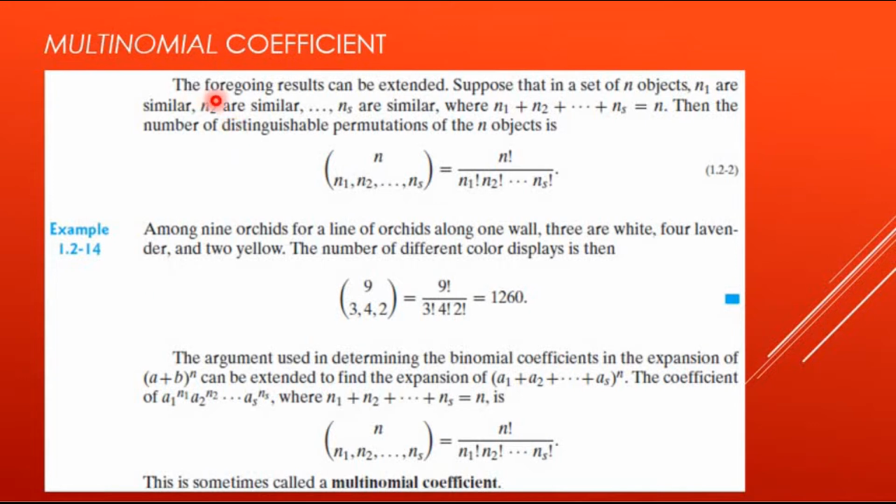Multinomial coefficient. The foregoing result can be extended. Suppose that in a set of n objects, n1 are similar, n2 are similar, and so on, ns are similar, where n1 plus n2 plus so on plus ns equals n. Then the number of distinguishable permutations of the objects is given as n factorial over n1 factorial times n2 factorial and so on times ns factorial.